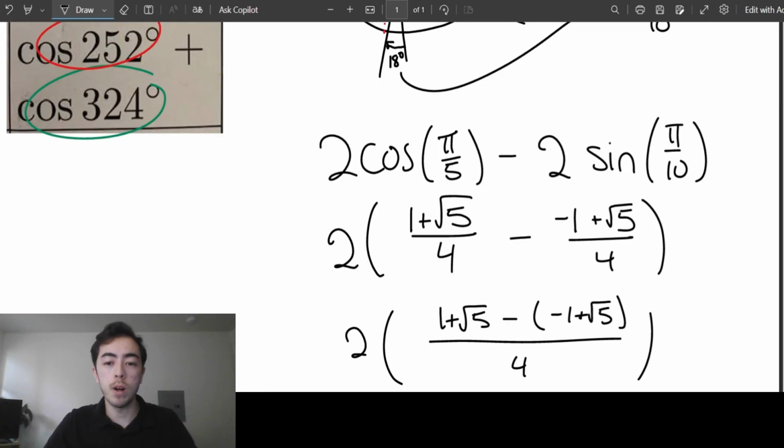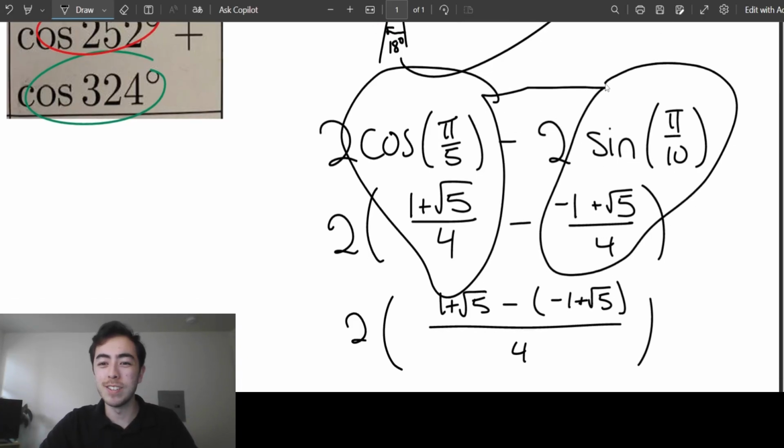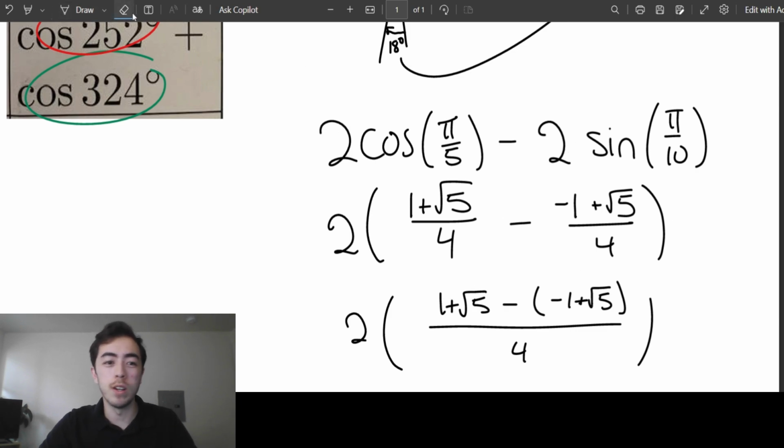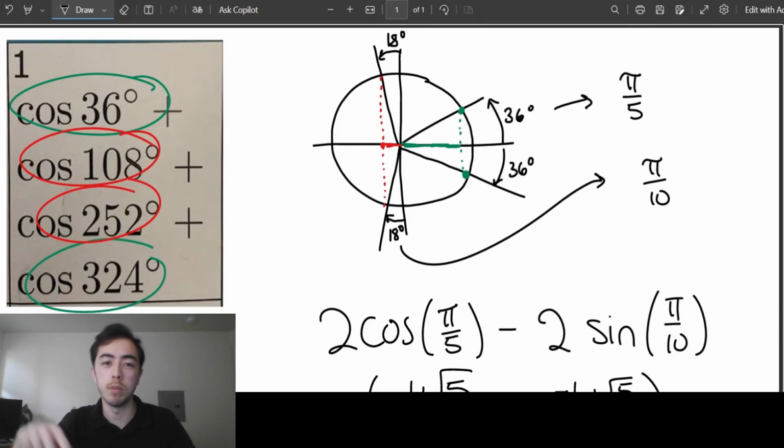The hard part of this problem is knowing that these trig values are true. But again, if you want to see why it works, I have some explanations in the description below.